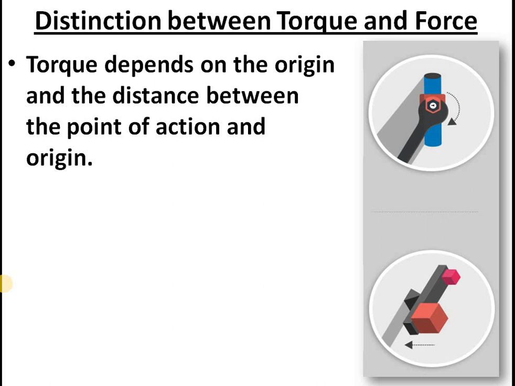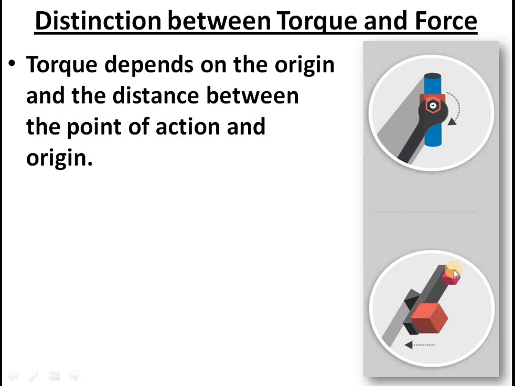Okay, that's the first thing. That means the distance factor is always involved. For example, in this nut and bolt system, we are using a spanner to tighten it. So this length is very important. How far away the point is where you are applying the force is very important. So the distance factor is important in torque, whereas in force, the distance factor is not important.